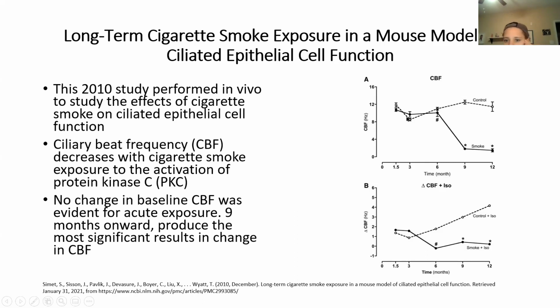So you can see the control over an extended period of time, and the CBF, or ciliary beat frequency, is relatively the same, but in the smoker, it decreases very rapidly, particularly around 9 and 12 months. And that is the end of my presentation.